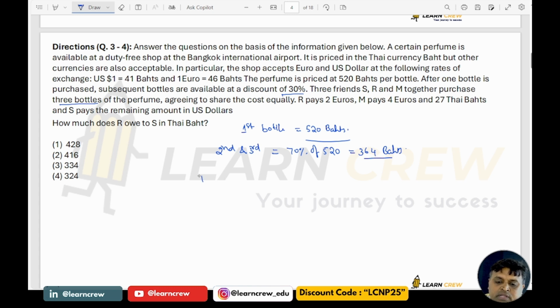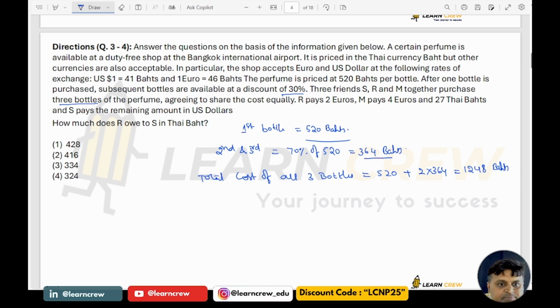Total cost of all three bottles is how much? 520 plus 2 into 364, which is nothing but 1248 bahts. This is what is given.